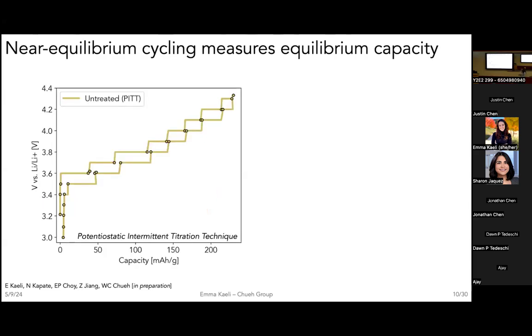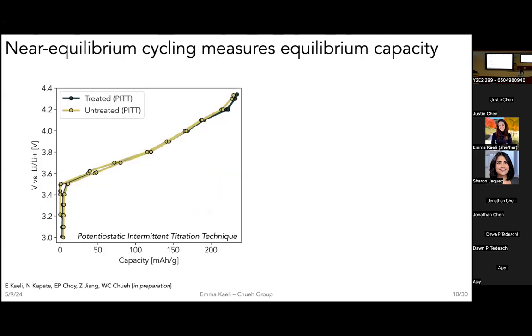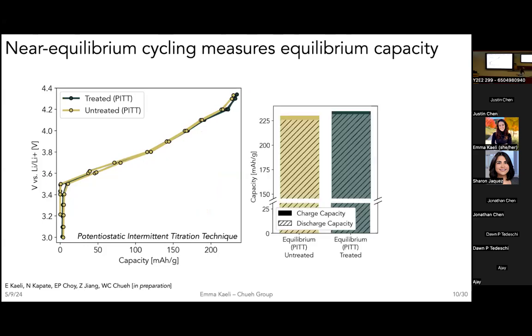To measure this, I used a technique called potentiostatic intermittent titration technique, PITT for short. And essentially it's a series of voltage holds that we use to extract the equilibrium voltage curve behavior. If I compare the treated and untreated cases, what I'm actually seeing, if we look at the difference in charge and discharge capacity, where the charge capacity is the solid bar in back and the discharge capacity is the hashed lines in front, we're actually surprisingly seeing an improvement in charge capacity in the treated materials.